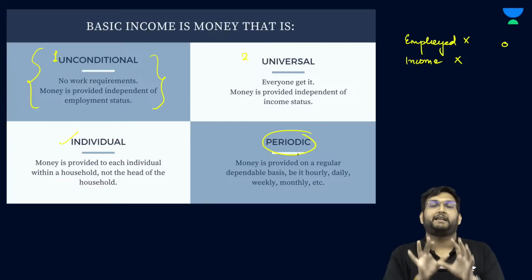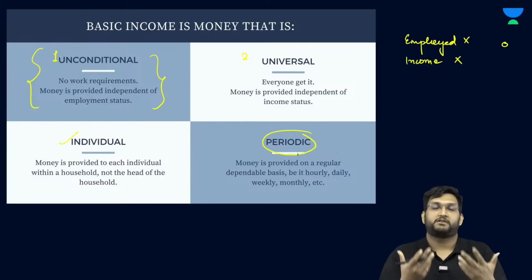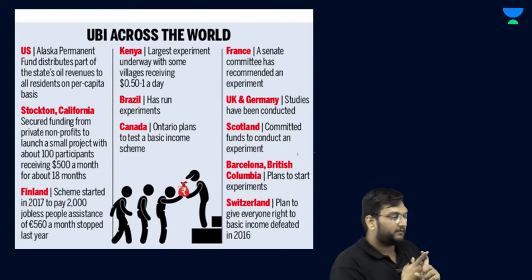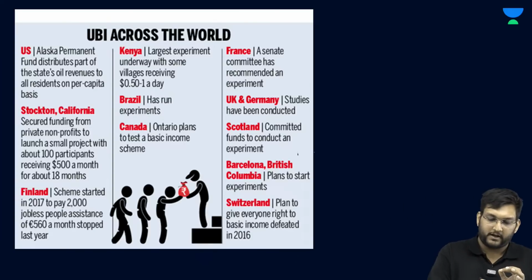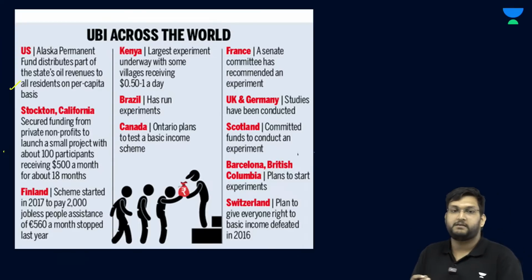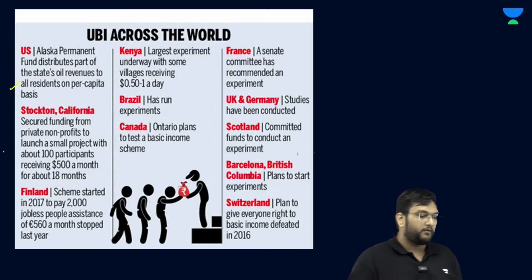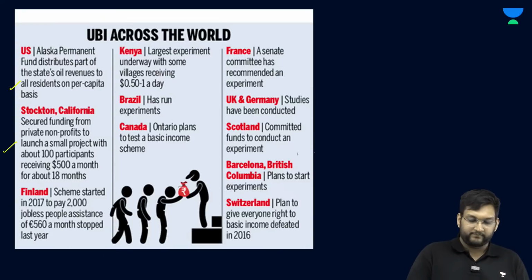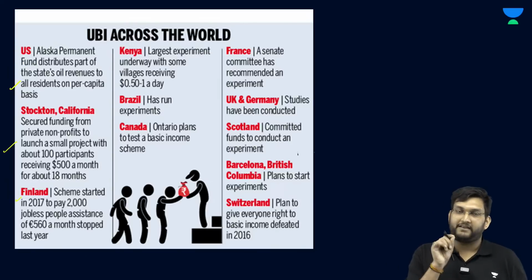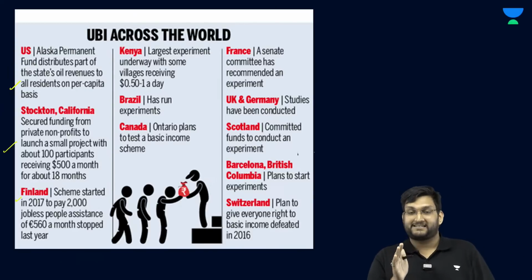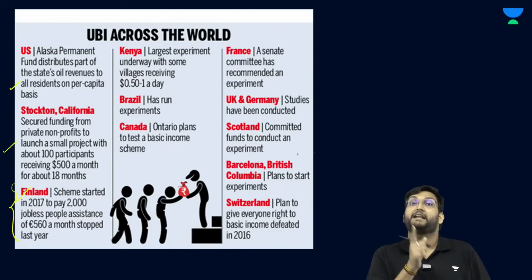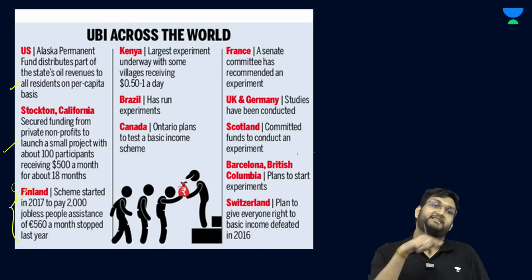So, are there schemes across the world which try to use this concept of universal basic income? And the answer is yes. In the US, the Alaska Permanent Fund distributes the state's oil revenue on a per capita basis to all the residents. In California, we have a scheme in which a person receives $500 a month for about 18 months. Thereafter, in Finland, there was a scheme since 2017 to pay 2,000 jobless people 560 euros a month. However, this was stopped last year, and this is not technically universal basic income because it was only given to the jobless, the unemployed. So the universality, or the unconditionality, of the concept goes away.